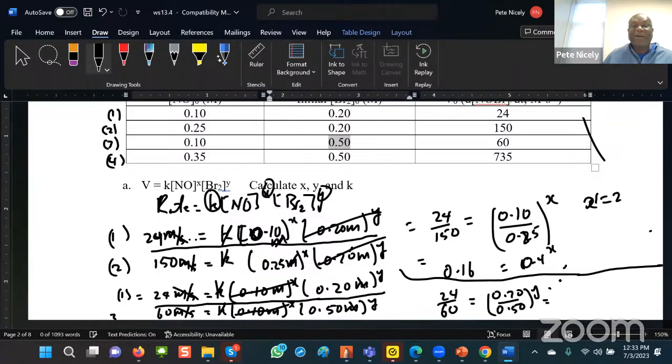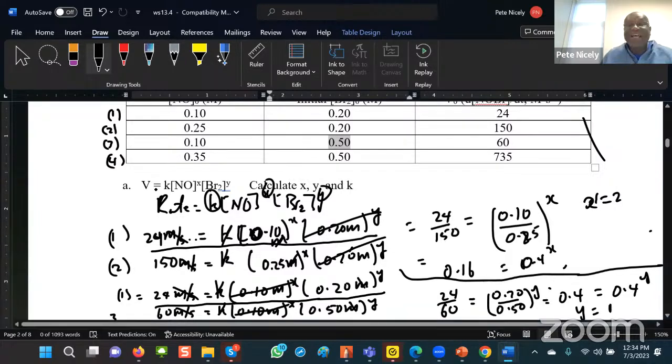So 24 divided by 60 equals 0.4, and 0.2 divided by 0.5 would be equal to 0.4, and that is raised to the y. So that means that y would be equal to 1 in this case. All right. So now that we have found the orders with respect to NO and y, we can write down the rate law.